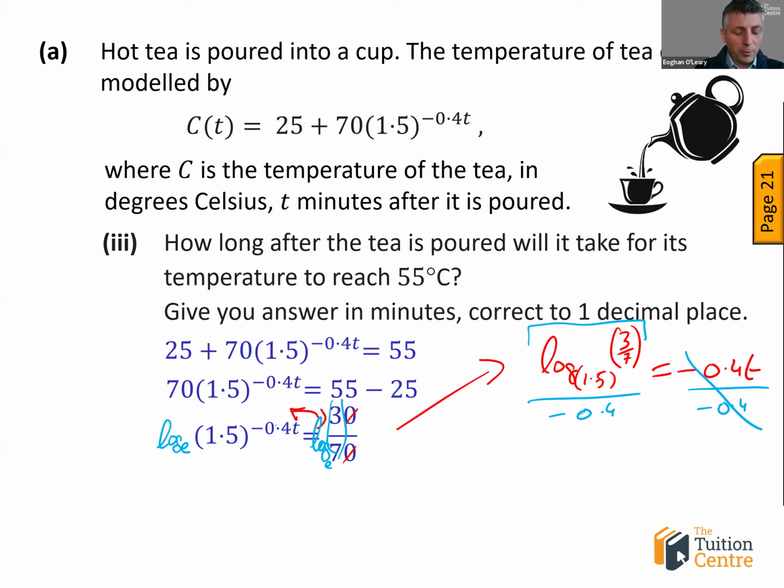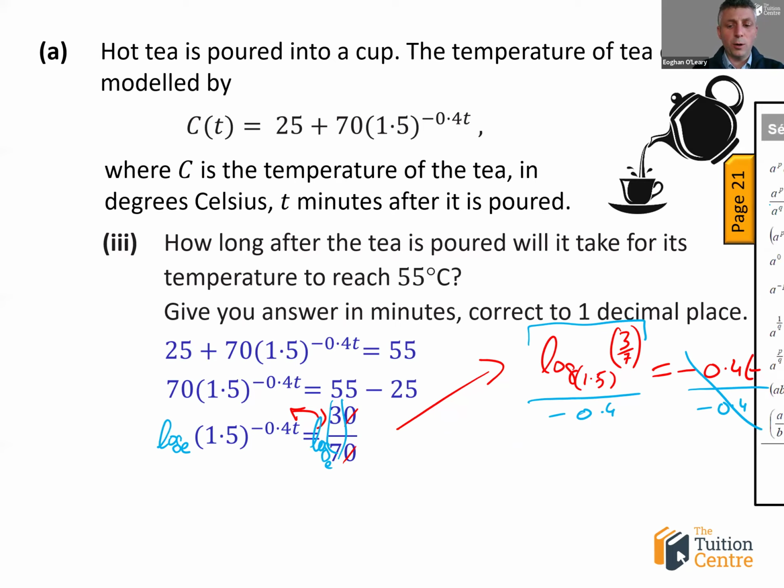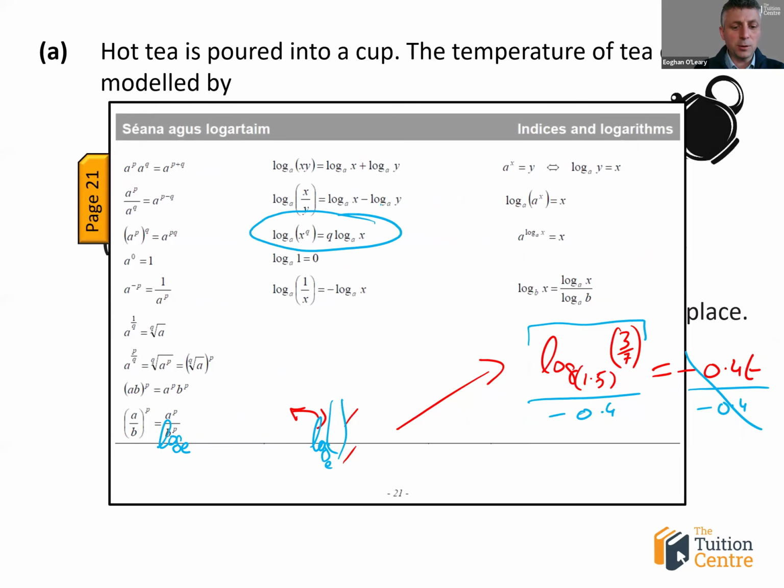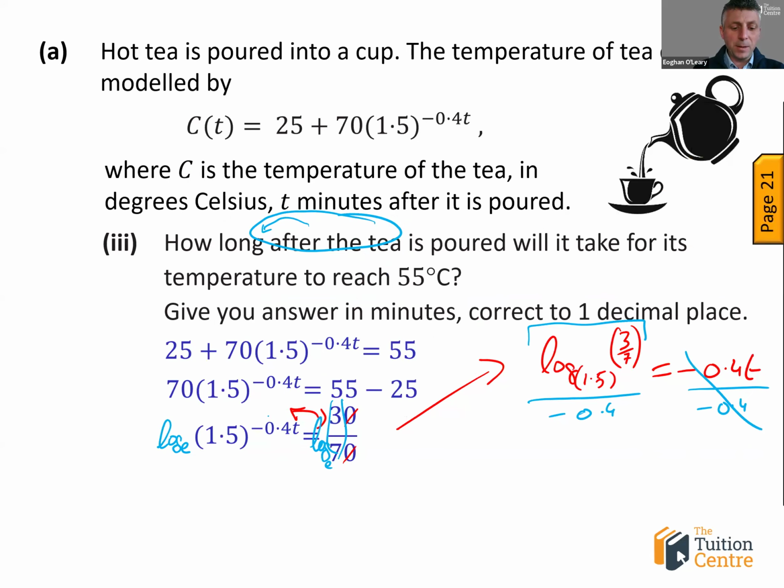And then we'll remember the third rule of logarithms, which is the power to the front law: if you have log of x to the power of q to the base a, you can bring the q to the front. So I'm going to do that here with the minus 0.4t. And so just to describe what I'll have, I'll have minus 0.4t times log 1.5 to the base e. And that would be equal to the log of 3 to the base e minus the log of 7 to the base e. Why is that?